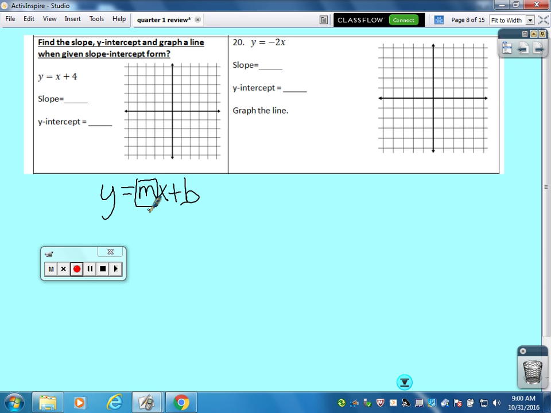This m right here, that's the variable that stands for how you move, which is called the slope, which is usually given to us as a fraction, rise over run. The b is where you begin, and that's called your y-intercept. So every time we begin one of these lines, our first point needs to be on the y-axis so that we have the y-intercept.